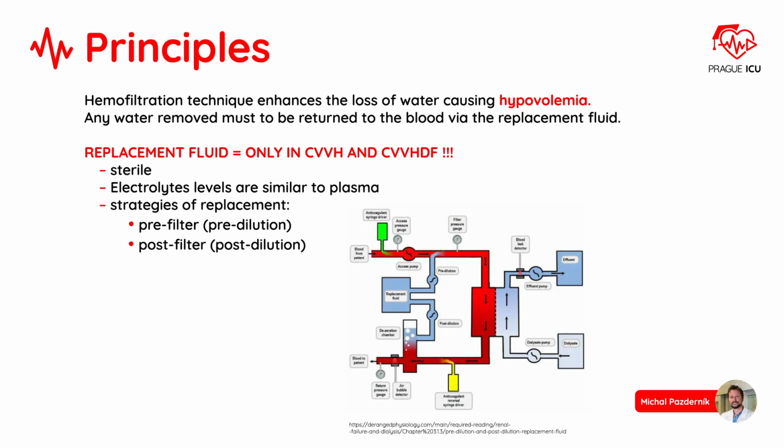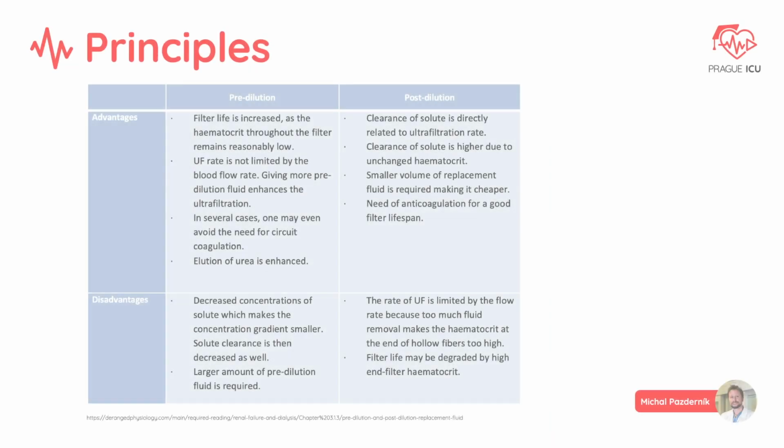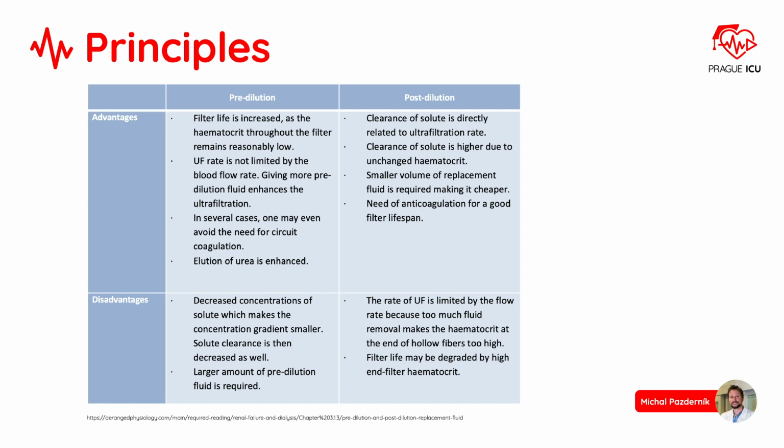Hemofiltration technique enhances the loss of water, causing hypovolemia. Any water removed must be returned to the blood via the replacement fluid. Replacement fluid is present only in CVVH and CVVHDF. Replacement fluid is sterile. Electrolyte levels are similar to plasma. The fluid can be replaced pre-filter or post-filter. This table summarizes advantages and disadvantages of pre-dilution and post-dilution.